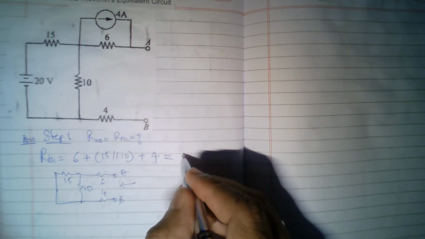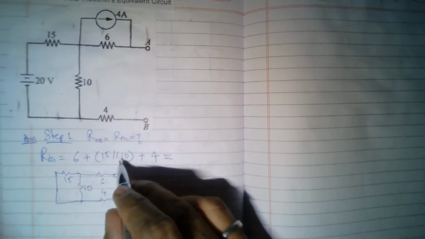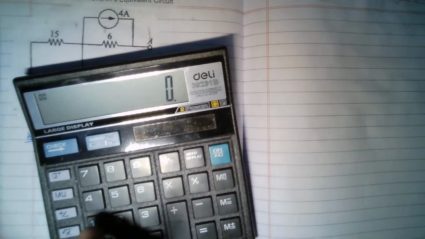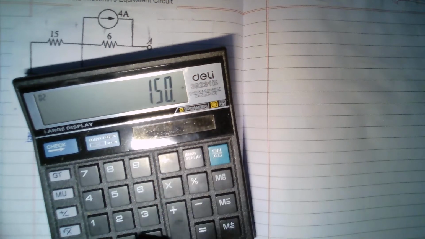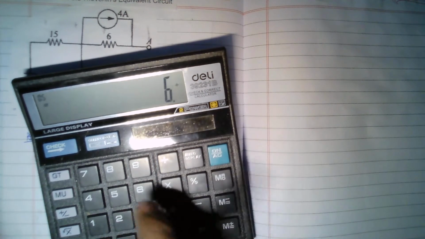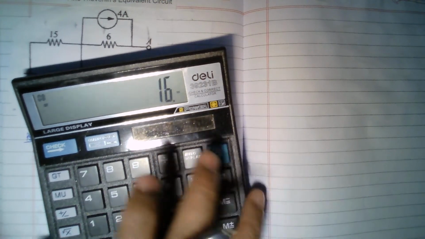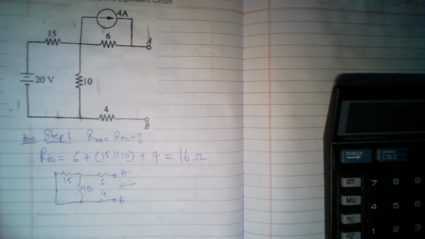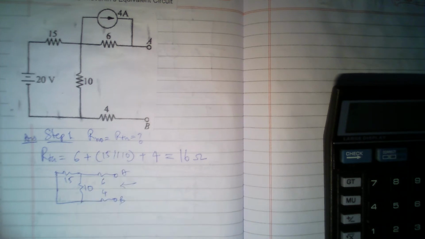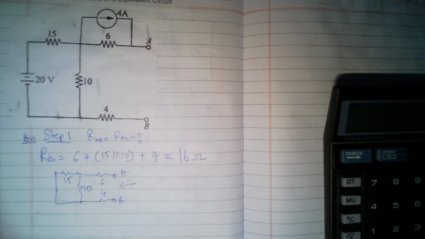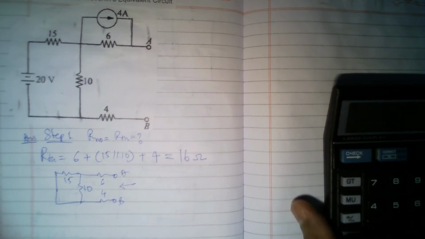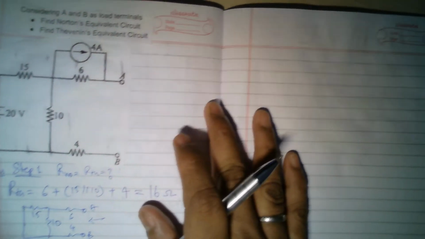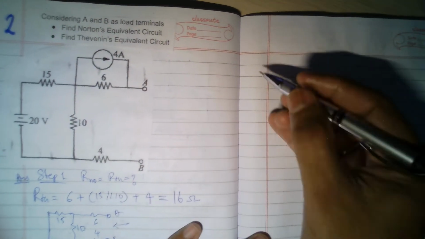So 6 plus 6 plus 4. 6 plus 6 is 12, 12 plus 4 is 16. Let me just confirm that: 15 into 10 divided by 25, plus 6 plus 4, that is 16. So I have 16 ohms as my Norton's resistance. Now what is the next step? I have to find the current. So let us draw the equivalent circuit here.